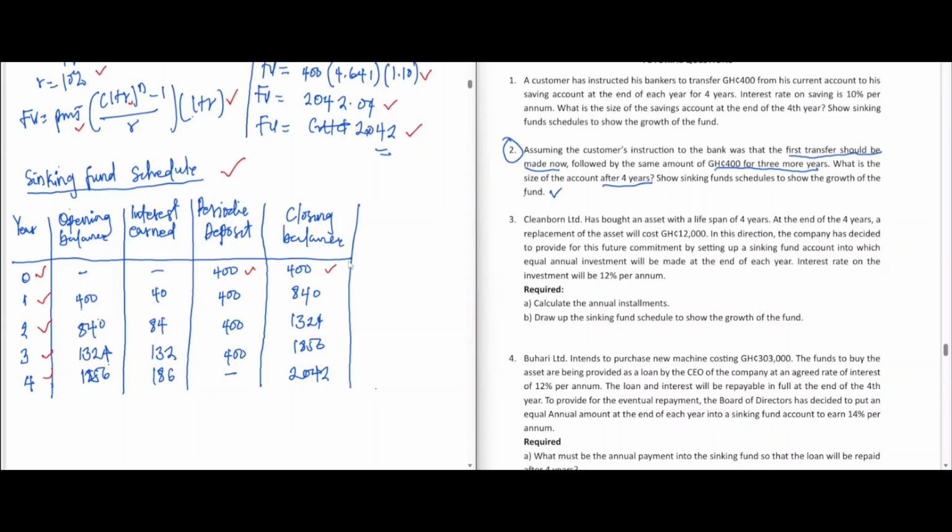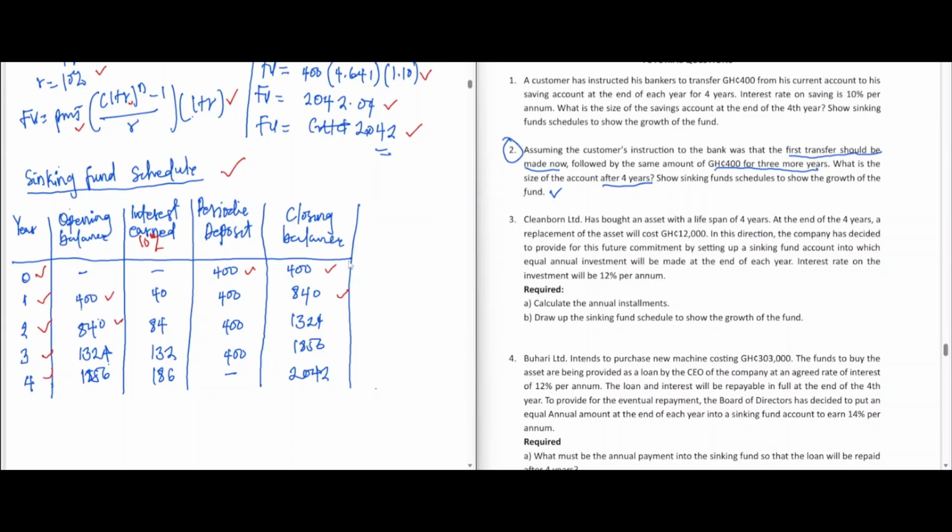So this 400 Ghana cedis will now become the opening balance for year 1. So then we'll calculate our interest on it, which is 10% times the 400 Ghana cedis, which will give us 40 Ghana cedis. Then we'll make the 400 Ghana cedis deposit for year 1. So when we add 400 plus 40 plus 400, we'll get 840 Ghana cedis. This 840 Ghana cedis will now become the opening balance for year 2.